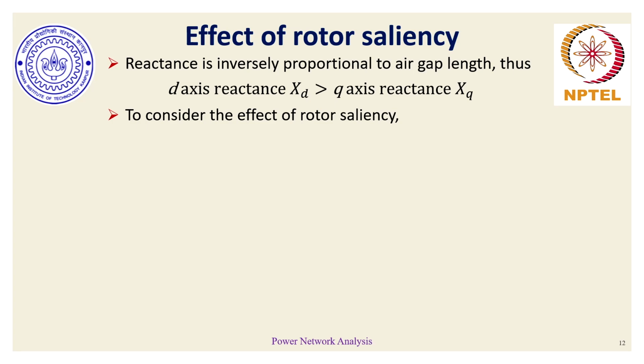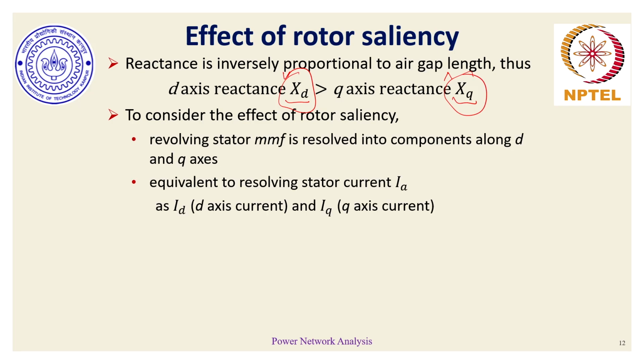How do we consider the effect of rotor saliency in understanding the steady state behavior of salient pole synchronous generators? One thing is pretty sure, that the direct axis reactance Xd is much more than the quadrature axis reactance Xq, because the air gap length here is much smaller compared to the air gap length along the quadrature axis. In order to consider this rotor saliency, we have to consider these two different reactances, that is for sure. So let us see how we do that.